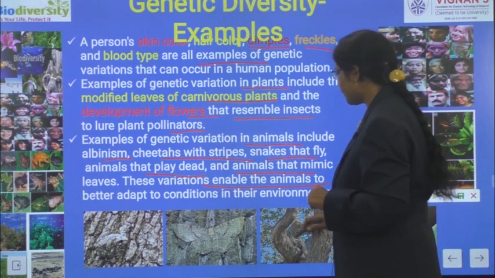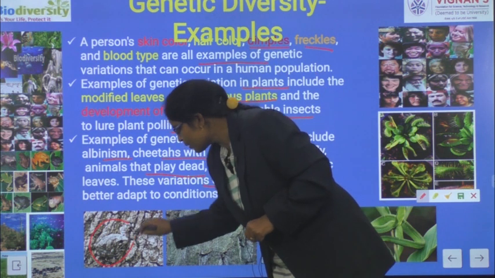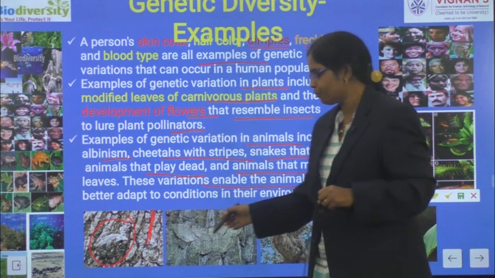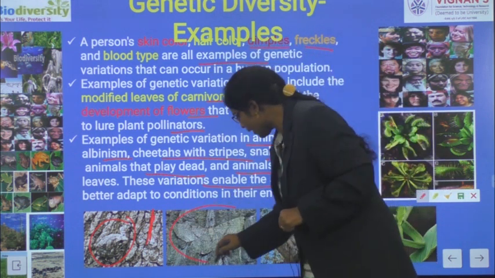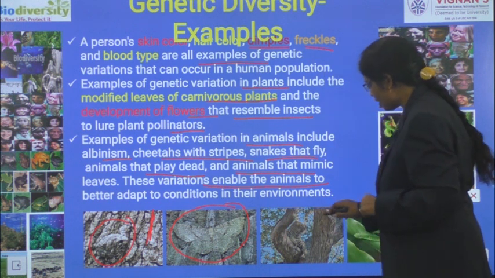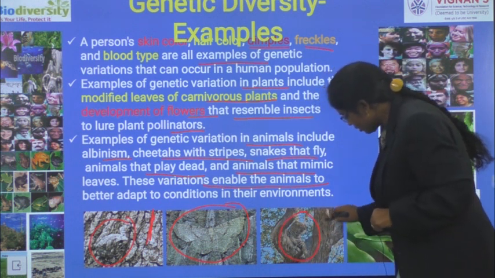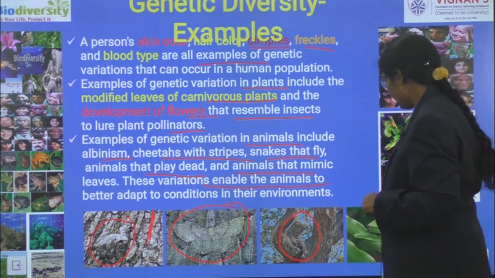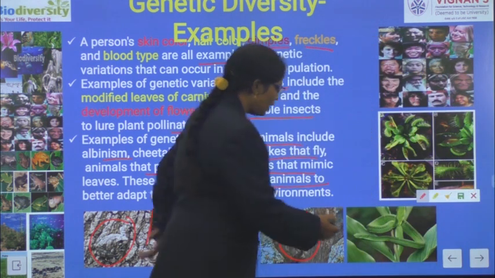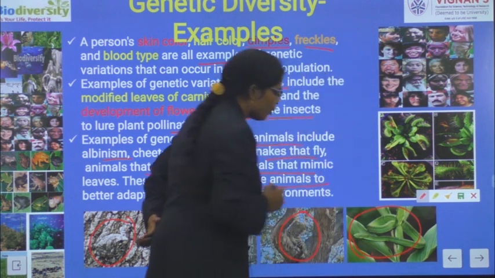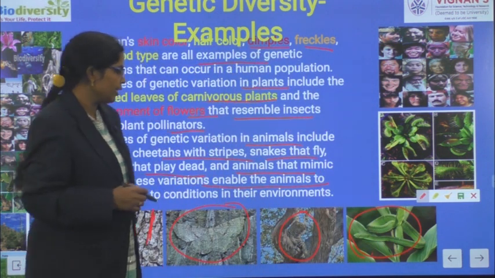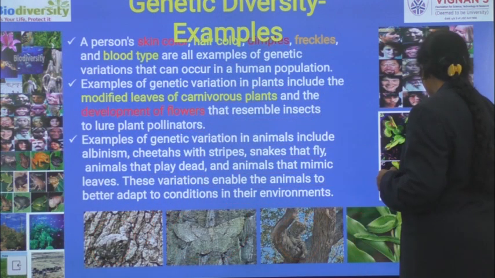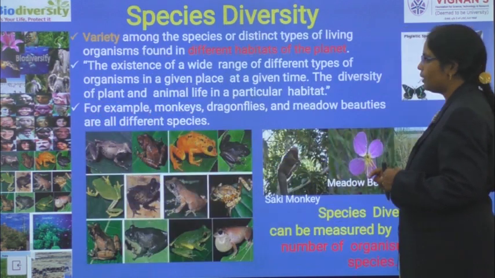Here in this picture we can observe a frog similar to the bark of the tree, and here the butterfly. And here you can see the cheetah, similar to the tree color. And here in this picture you can observe the snake, adapted to the leaf color. So, these are various examples of genetic diversity in plants, human beings and animals.